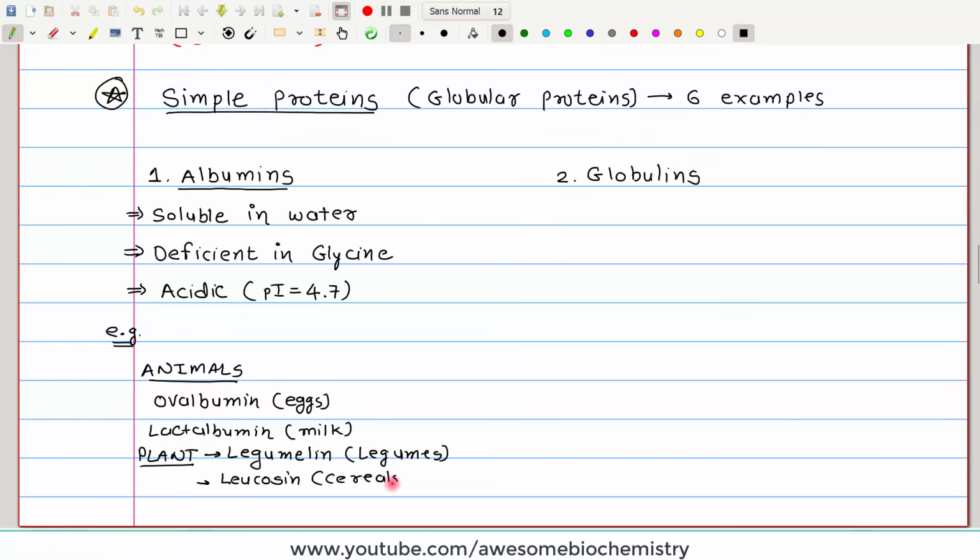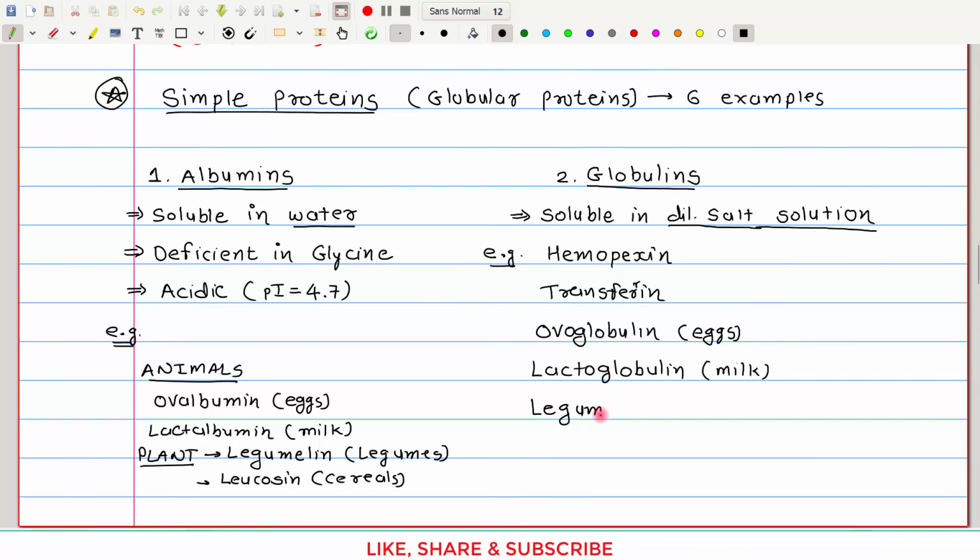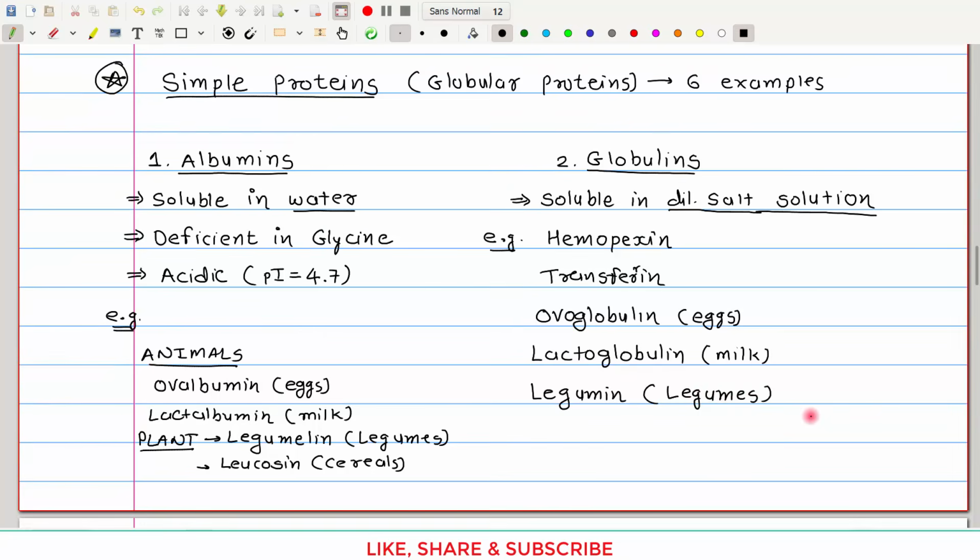If we talk about the plant sources of albumins, we have legumelin, which is found in legumes, and leucosin, which is found in cereals. If we discuss globulins, globulins are soluble in dilute salt solution. Remember, albumins are soluble in water, whereas globulins are soluble in dilute salt solution. Examples of globulins: hemopexin, transferrin, then ovoglobulin, lactoglobulin, which is present in milk, and legumin, which is present in legumes, right?